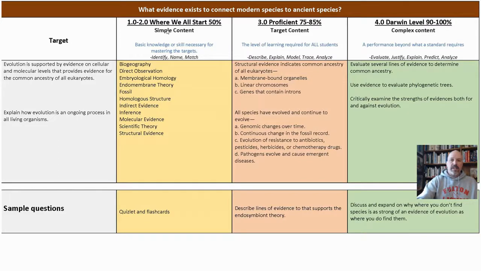So let's go back to the scale and talk about that for a second. Let's talk about how to read the scale. Our targets are over here, right? This is our essential learning question, a less essential learning target. Evolution is supported by evidence on a cellular, molecular level, also a structural level. And you should be able, by the end of this, to explain how evolution is an ongoing process and how it is supported by the evidence of evolution.